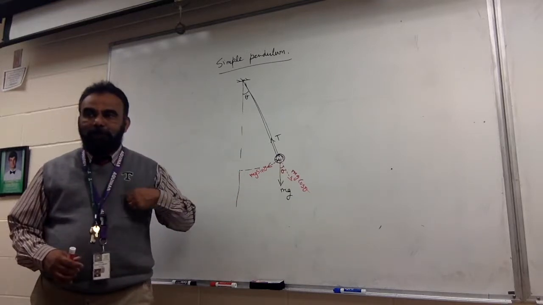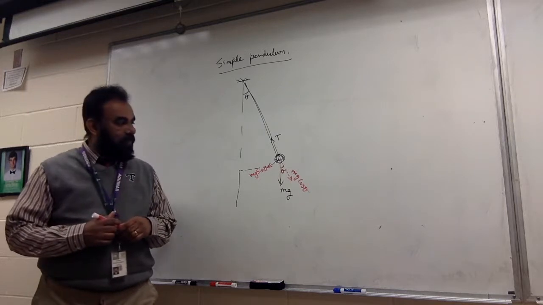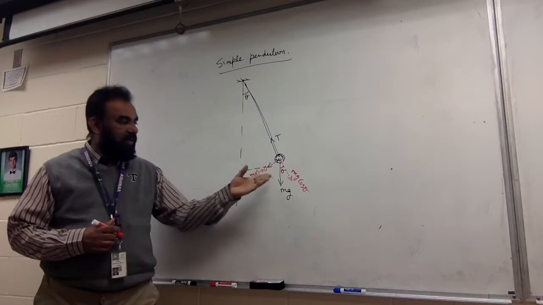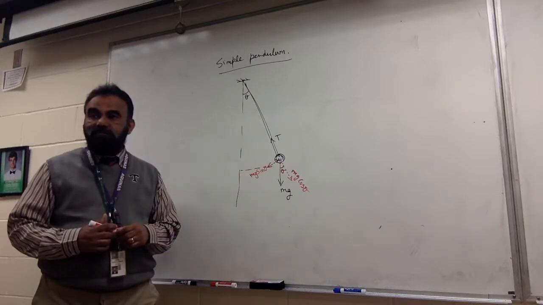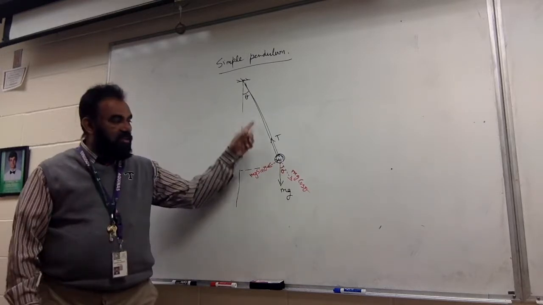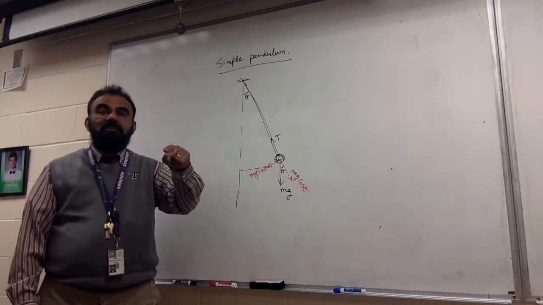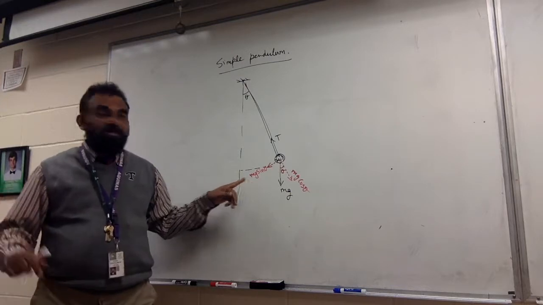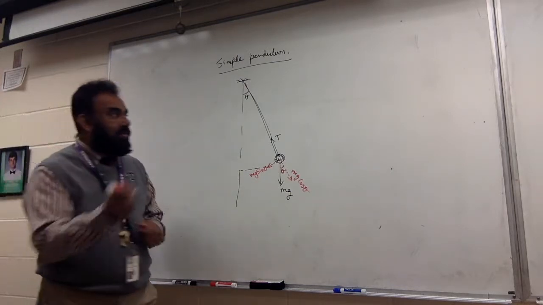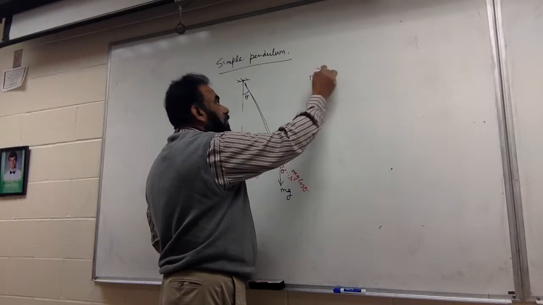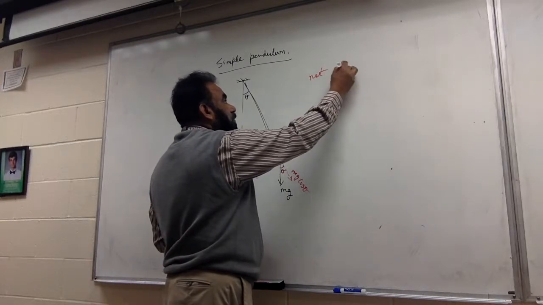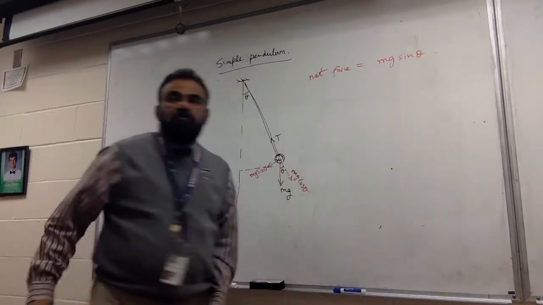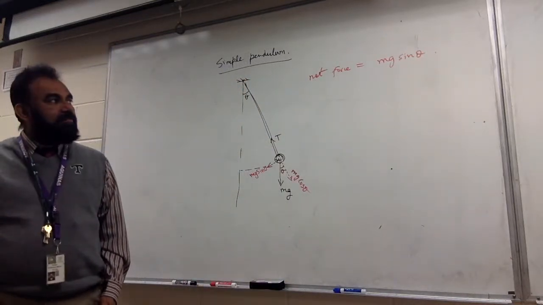Why can't we just split it up into two components like that? Because then we can actually find out the resultant. There are two forces acting, tension and mg. What's the resultant of all this? It's just mg sine theta. So the net force acting on it is just mg sine theta.